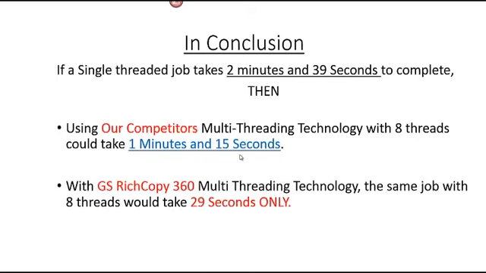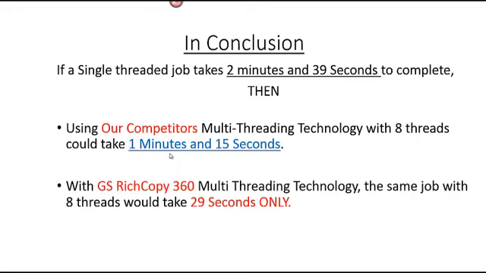However, if you look at GS RichCopy 360 multi-threading technology, the same job with 8 threads as well will take only 29 seconds. And that's a huge difference between single-threaded and multi-threaded from GS RichCopy. And this is even less than half of what our competitors' multi-thread technology would use.